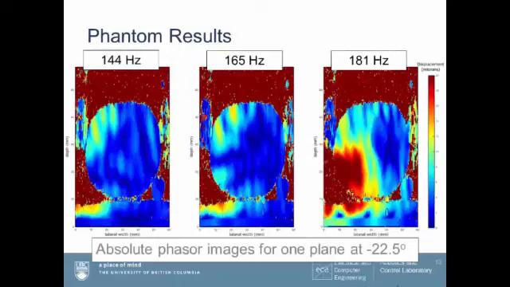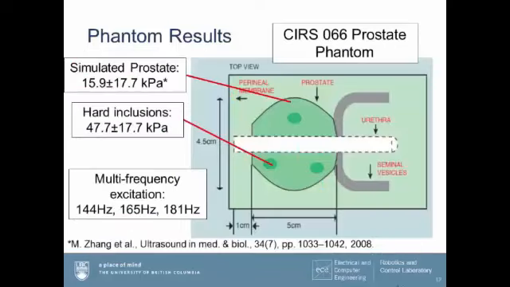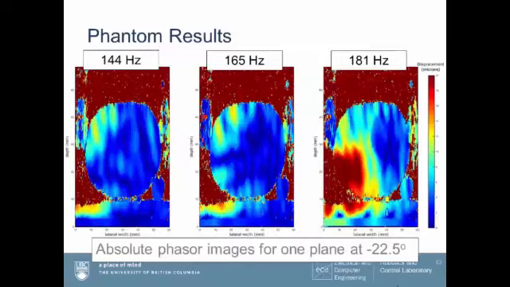So before I go into the actual results, this is an example of a phasor image that you can get. This is actually the absolute value of the complex phasor at a given plane. In this case, for the phantom, if I go back, we used multi-frequency excitation, so 144, 165, and 181 hertz at the same time. And these frequencies, again, were picked so that we can identify them in the baseband. So this is an example of the phasor images that you can get for each of the frequencies at a given plane.